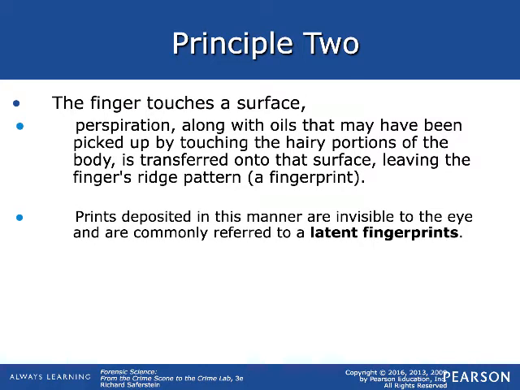Now, when the finger touches a surface, perspiration, sweat, comes from the sweat glands. And when we touch things, our hair has other oils in it, so we get more oils on our hands, and then when we touch something, we leave a fingerprint, or the finger ridge pattern. Prints deposited in this manner, due to sweat and the oils in your hair, you can't see with the naked eye, so those are often called latent fingerprints. They're invisible. You can't see them without doing something to them.